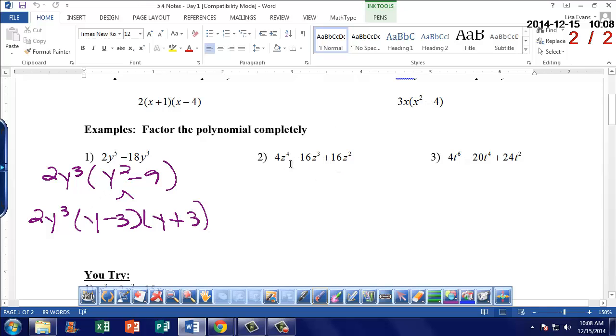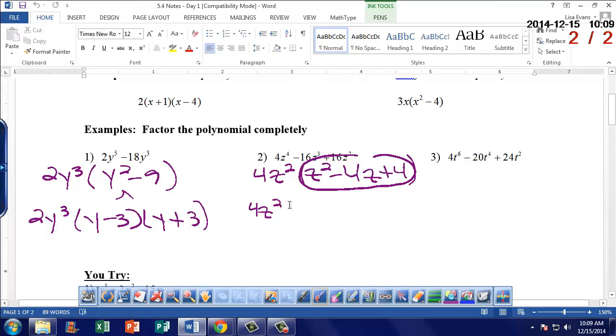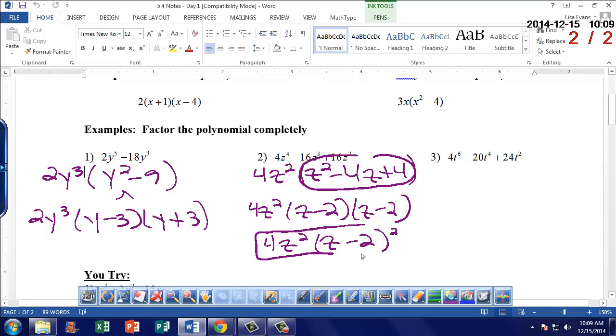Okay, this one, we're going to go ahead and take a 4 and a z squared out. When I do that, I'm left with z squared minus 4z plus 4. Now, this is actually simple AC factoring because we can say what multiplies to give us positive 4 and adds to give us negative 4. When you do that, it would be z minus 2 and z minus 2. I prefer to write it like this, but what I have written is correct. But because it's the same factor, I would write it as a square.